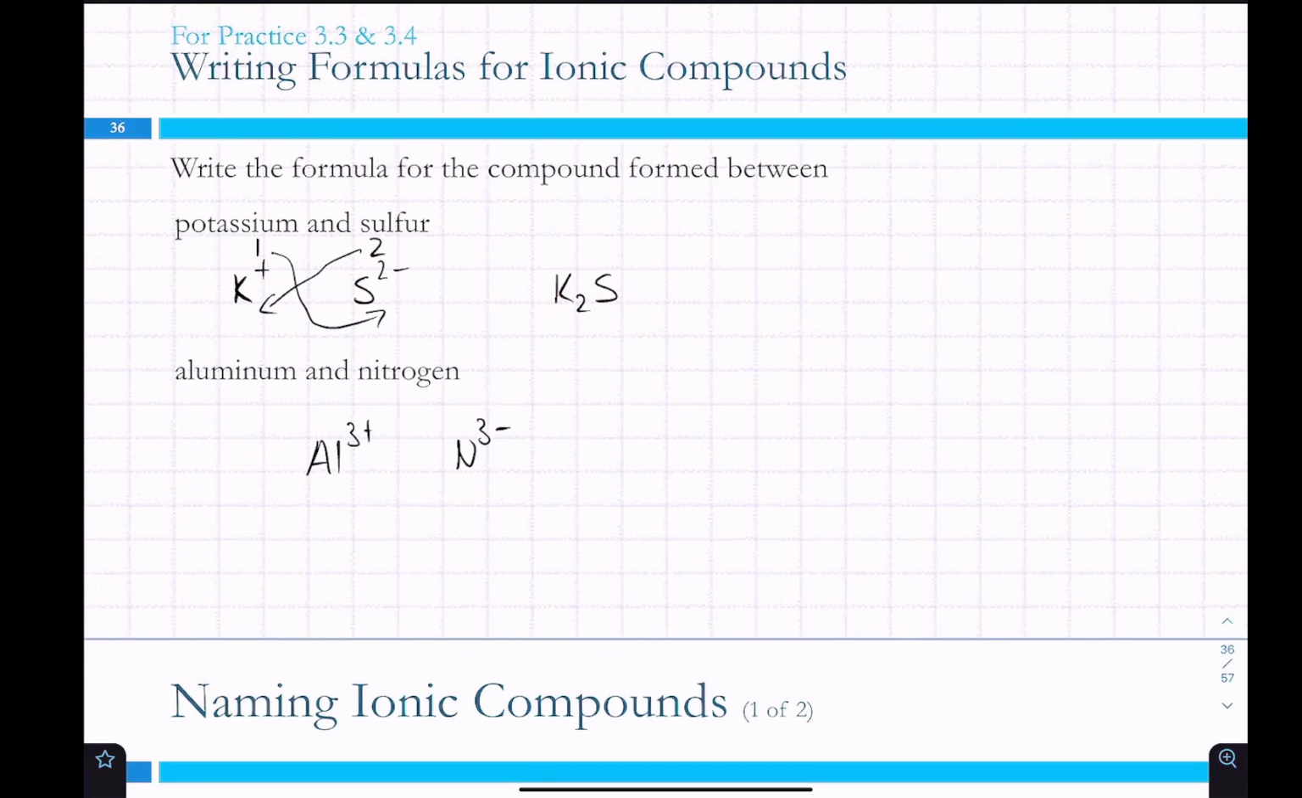So the magnitude of positive 3 is 3. Just to make sure I define that, magnitude means the number without the plus or minus. So 3 for aluminum, 3 for nitrogen, and if we swap those, they both end up with a 3, and we get Al3N3. But that's not the simplest ratio between the two, because we can divide both of those 3s by 3, and they could both be 1. So the correct answer would be AlN.